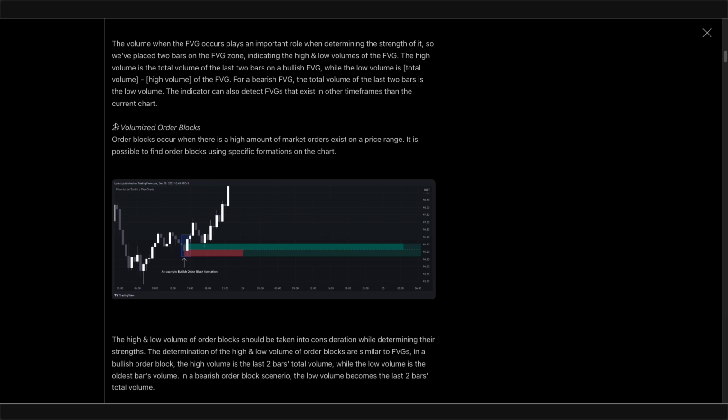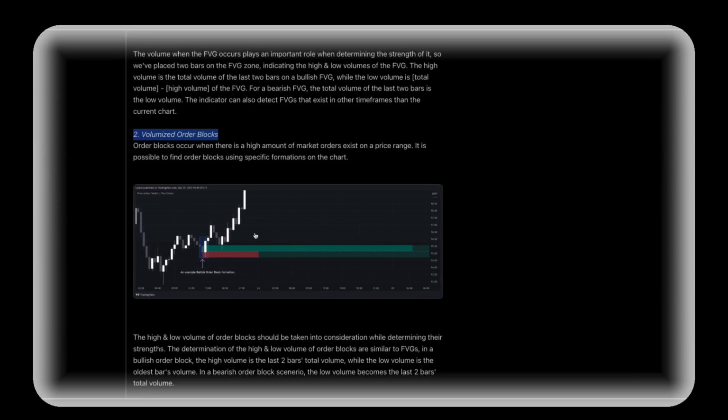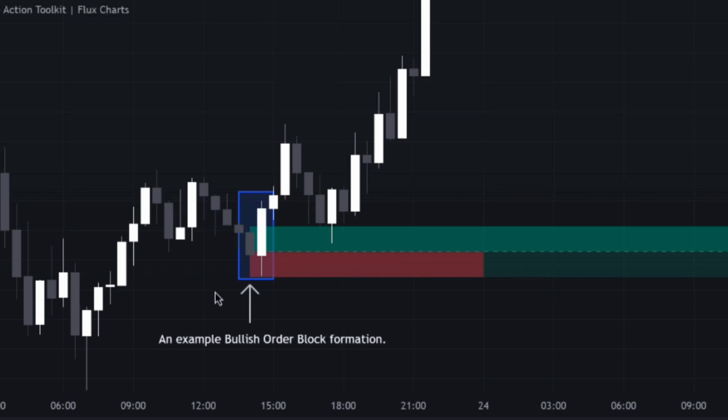Another powerful feature of this indicator is the automatic detection of volumized order blocks. Order blocks occur when there is a high amount of market orders in a price range. It is possible to find order blocks using specific formations on the chart.